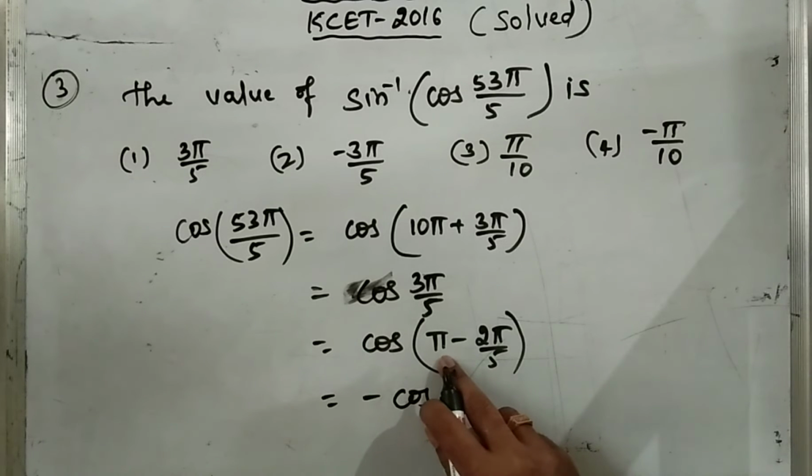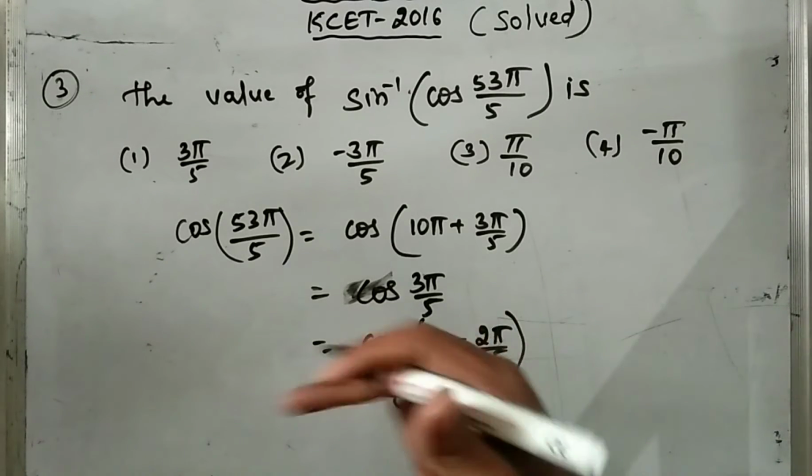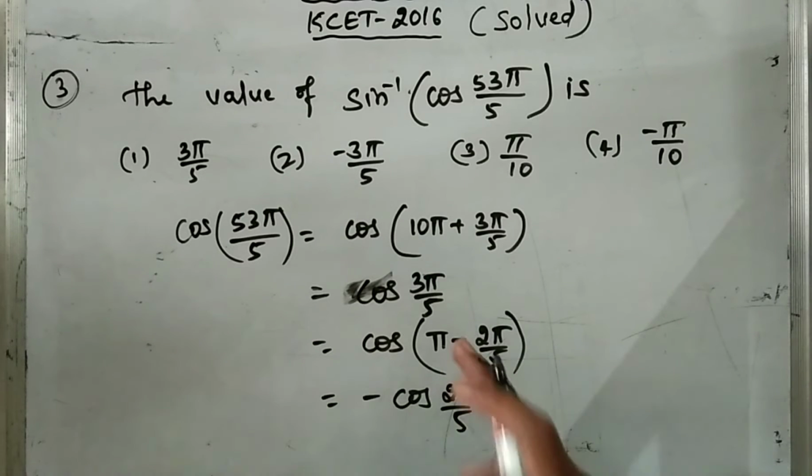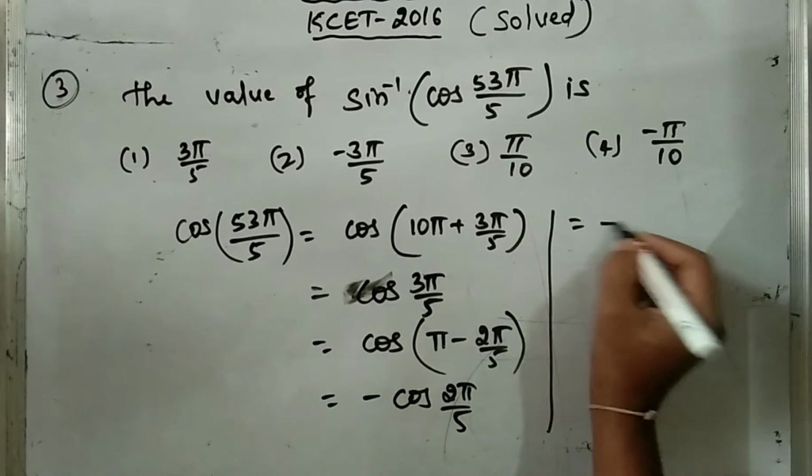Here π is there, 2π, 3π, the cos remains cos only, but 180 minus θ means second quadrant. In the second quadrant sine and cosecant are positive, but the cos is negative, that's why −cos 2π/5.